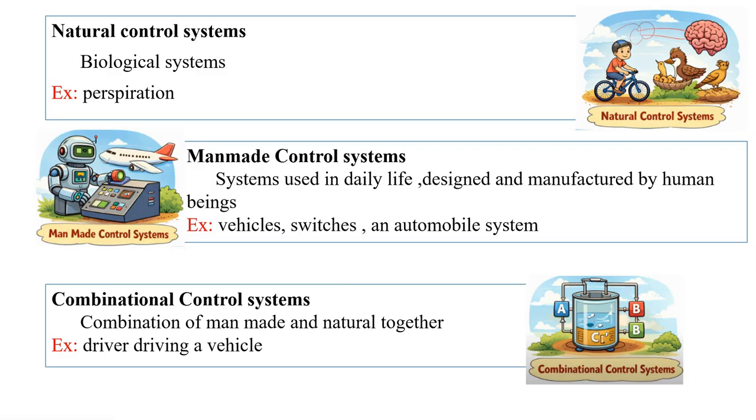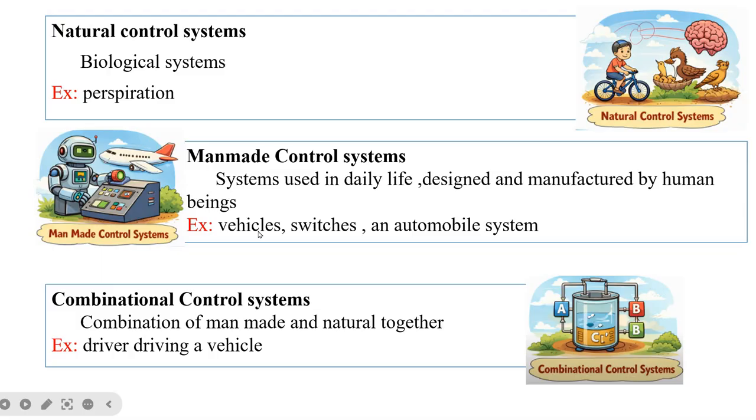Third is the combinational control system, which is a combination of both natural and the man-made control system. For example, you can consider the driver driving a vehicle. So in such a system, for successful operation of the system, it is very necessary that the natural systems of a driver along with the systems in vehicles which are man-made must be active. But for the engineering analysis, control systems can be classified in many different ways.